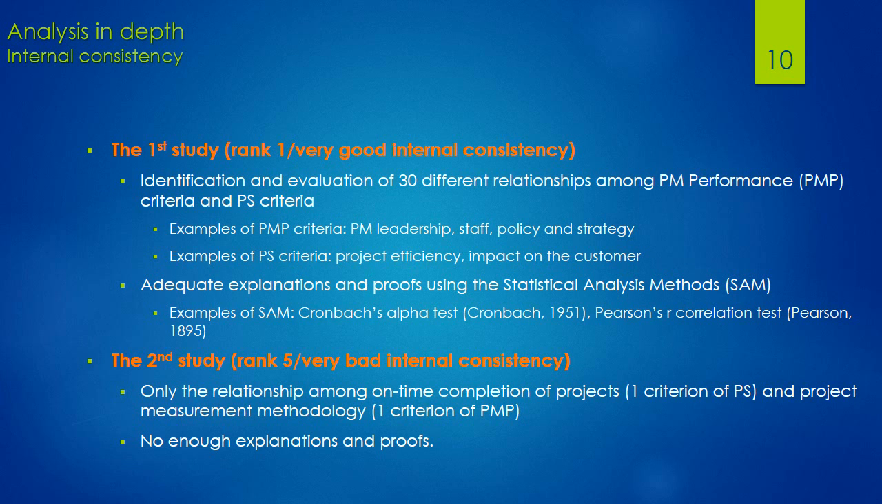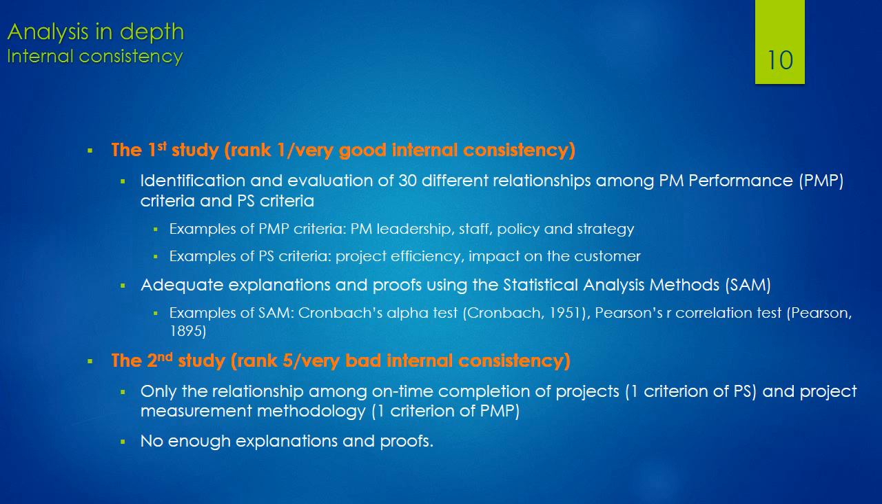In terms of internal consistency, the first theory is assigned rank 1 because identifies and evaluates 30 different relationships among PM performance criteria and PS criteria. For example, PM leadership, PM staff, PM policy and strategy as PMP criteria, and project efficiency, impact on the customer as PS criteria.